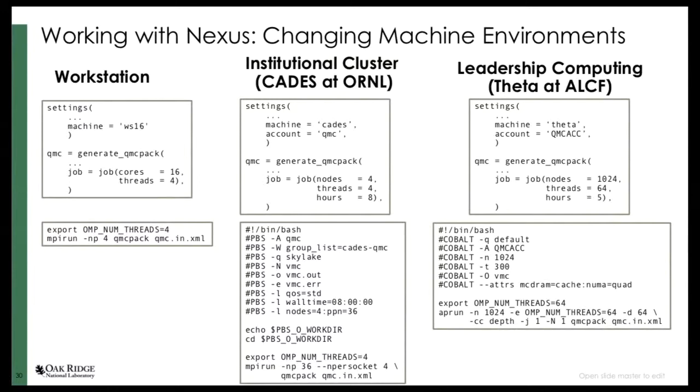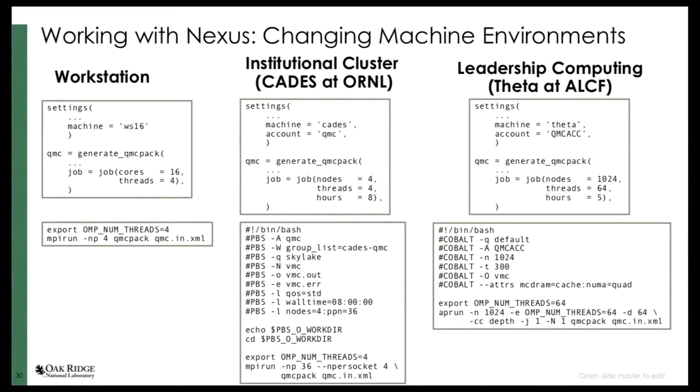Similar, if you're on a much larger machine, say for a production DMC run, like on Theta at ALCF, you provide that you're on Theta, the account name. Now, say you want to run on 1,000 nodes and 64 threads. You have a very small change in the Nexus input, but it does everything needed to run on Theta.